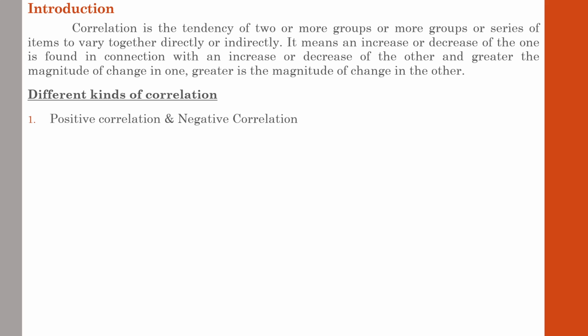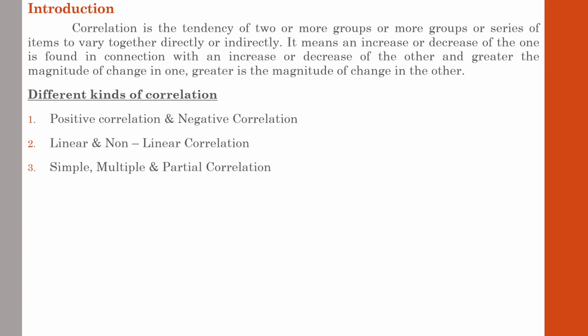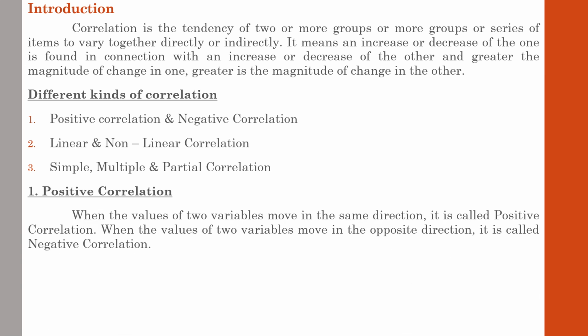First one, positive correlation and negative correlation, linear and non-linear correlation, simple, multiple and partial correlation. So let us discuss in detail each type of correlation. Positive correlation. Correlation can be either positive or negative. So let us discuss the positive concept.